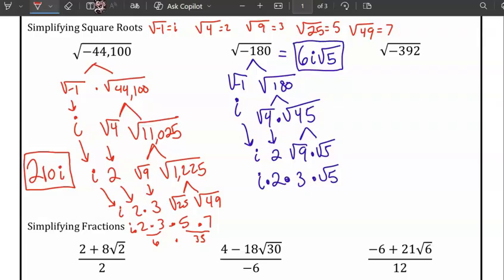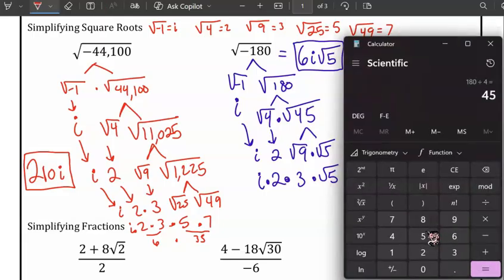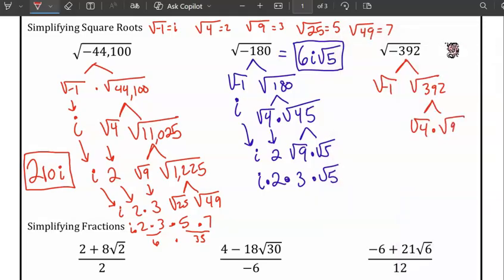And then we have the square root of -392. Factor out that -1. It looks like we can factor out a 4. It's 98. Square root of -1 is equal to i. So then we have i times 2. 98, you can factor out a 49.